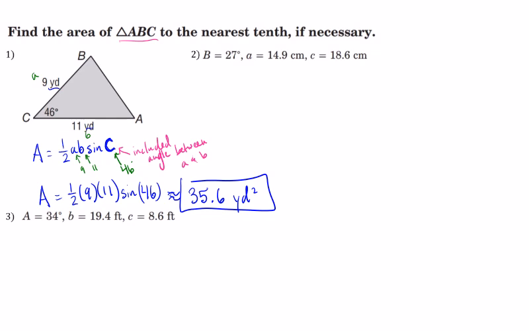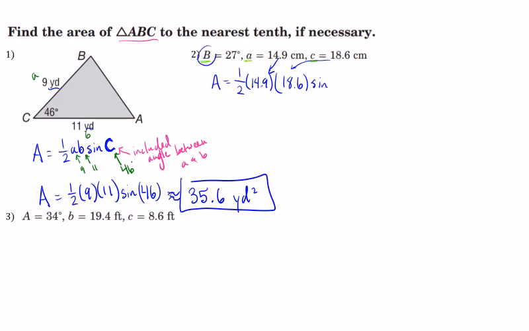So number 2, even though I'm not given sides A, B and angle C, I'm still given A and C and angle B, right? So I can still use the same formula. So it's just area equals 1/2, and then it's going to be one side, 14.9. So I'm going to put this right in there, okay? Times the other side, 18.6, times the sine of the included angle, right?